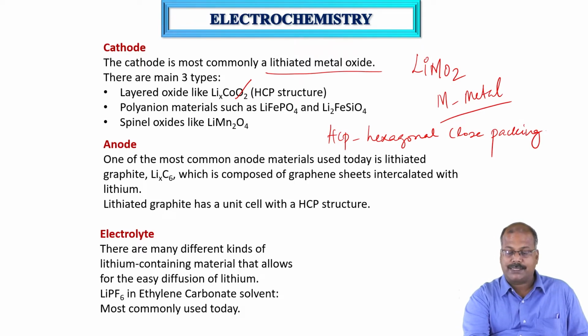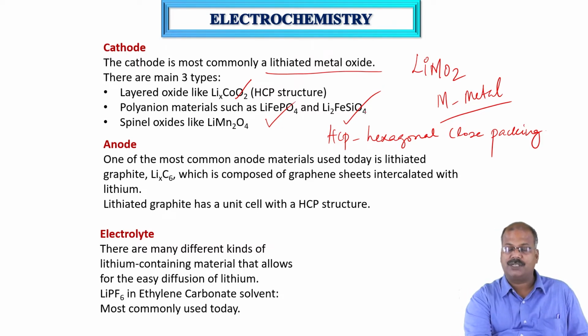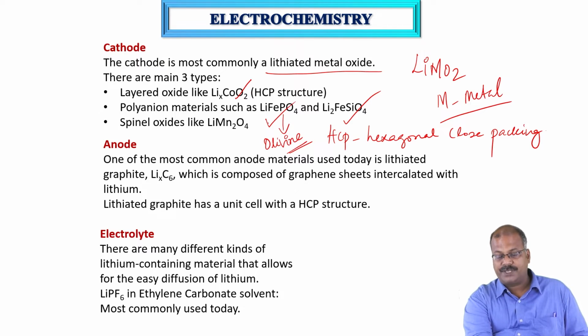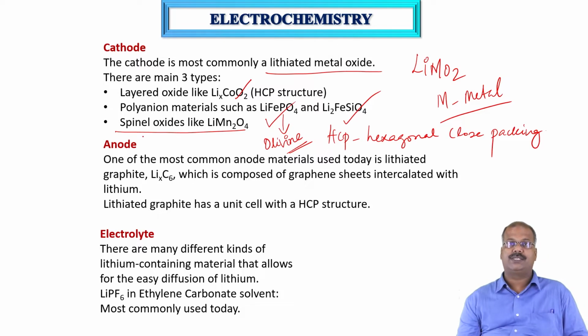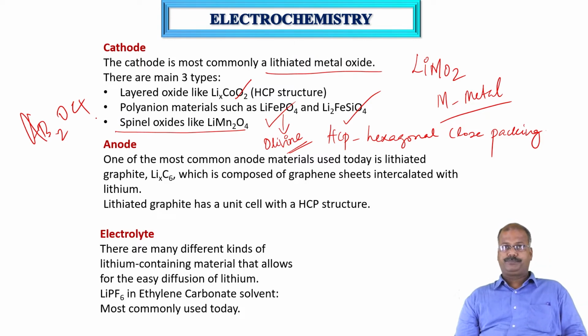And polyanion materials like lithium iron phosphate and lithium iron silicate, Li2FeSiO4. This is silicate, sorry, not sulfate, SiO4. This is called olivine structure, similar to the mineral. So lithium iron phosphate and Li2FeSiO4. And spinel oxides like LiMn2O4. This is spinel oxide. We know that spinels have the general formula AB2O4. They have manganese in different oxidation states and different coordination states, like octahedral and tetrahedral, both.